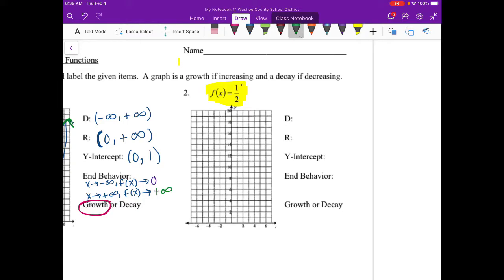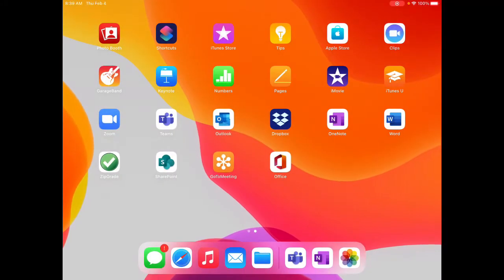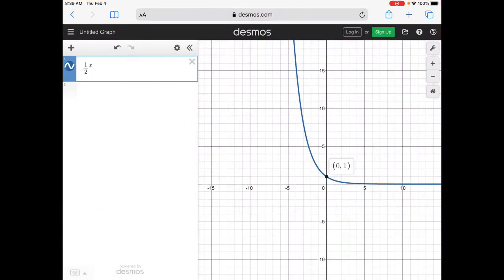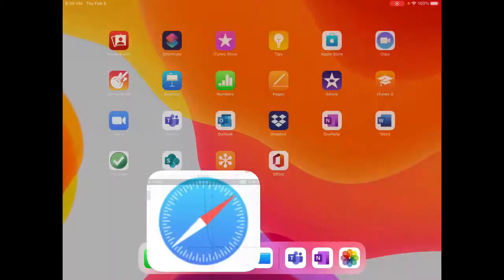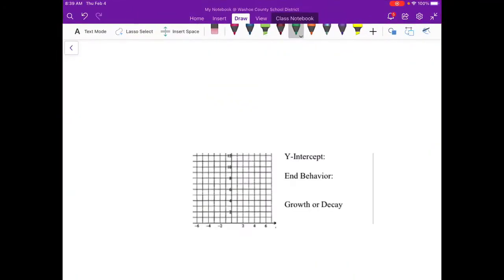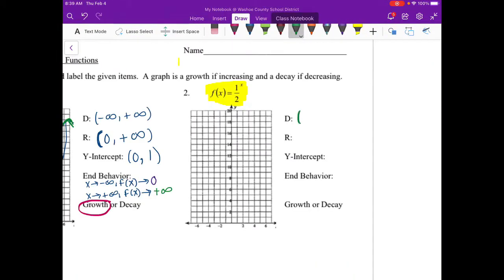So when I put this into my calculator, here's what my graph looks like. I still have a y-intercept of (0, 1), but this time my graph is going the opposite direction. It starts off at the top on the left side of the graph, but then it goes down towards 0 on the right. So when I go into filling this out, my x values are still going left to negative infinity and positive infinity to the right.